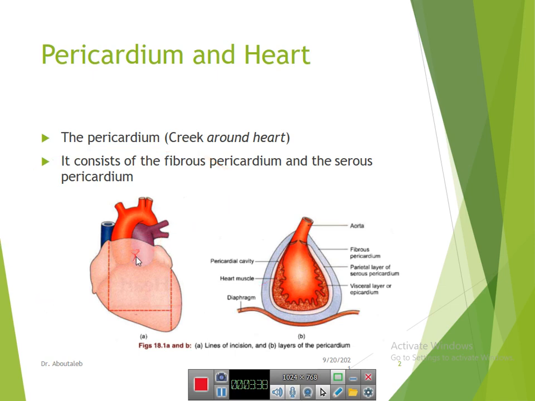Do you know which one is entering the heart and which one is leaving the heart? Yes, exactly. The superior vena cava on the right side is entering the heart, and the ascending aorta and the pulmonary trunk are leaving the heart. Heart is situated within the fibrous and serous pericardial sac, as I said and showed to you.